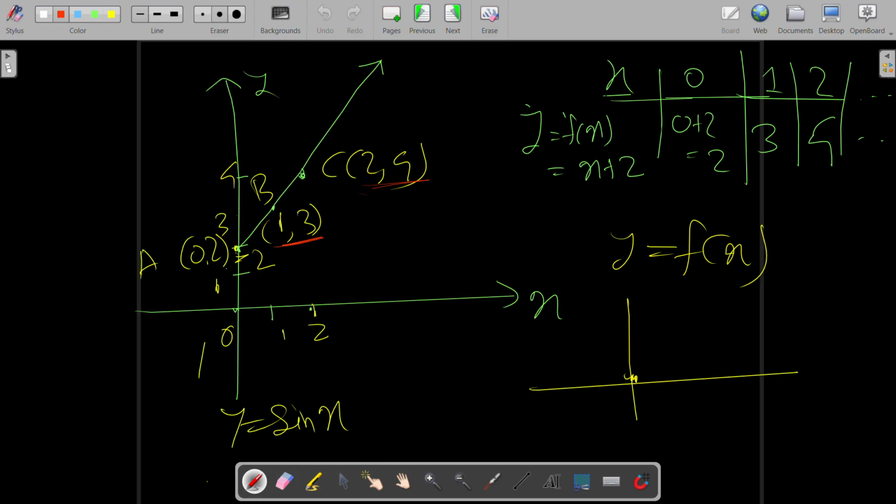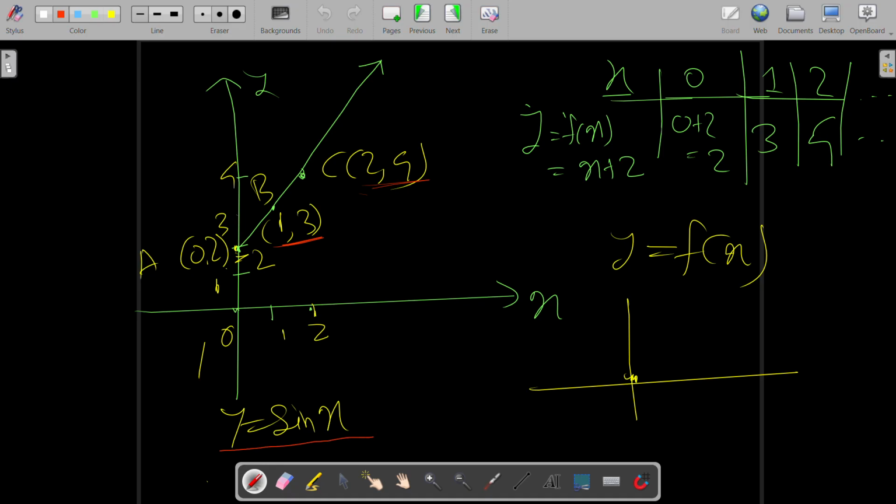We have solved this kind of problem. Now we take this y equals x plus 2 and plot it on the Cartesian plane. When x equals 0, y is 2, when x is 1, y is 3, when x is 2, y is 4. We plot it on the Cartesian xy plane, so we get point A (0, 2), point B (1, 3), point C (2, 4).